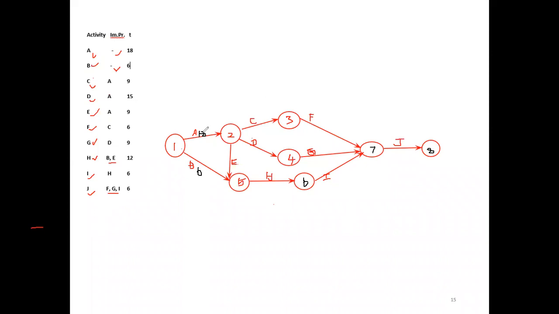Now this is 18. So my unable to control the mouse. So here 18, B6, C9. So you can put C here 9. Then D15. Here D15. E9.